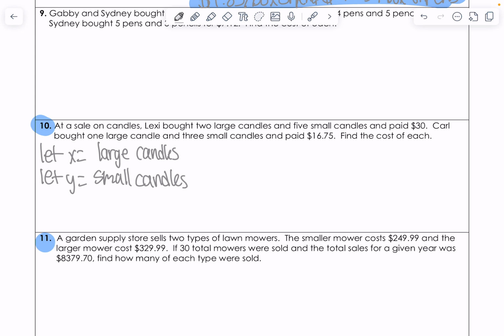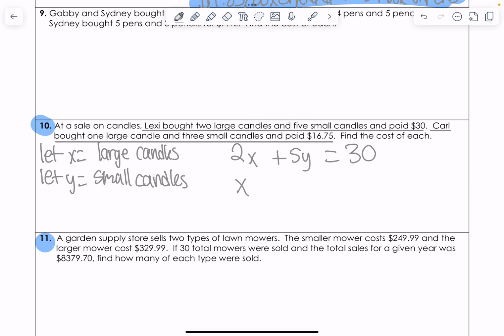Okay. From here, let's go ahead and set up our system of equations. The first equation is going to be shown right here, where it says Lexi bought 2 large candles, 2X, and 5 small candles, 5Y, and paid $30. Carl, on the other hand, our friend Carl, bought 1 large candle and 3 small candles and paid, oh no, I can't read that. Let's move this line. Boom. Carl bought 1 large candle, which is just X, and 3 small candles, which is 3Y, and he paid a total of $16.75.